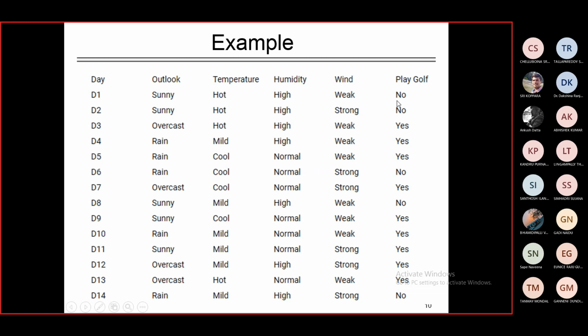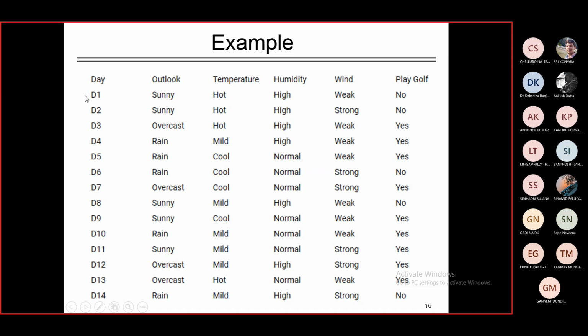So here the class levels are given for these 14 instances, and here we have 4 attributes. Outlook is one attribute, temperature is another attribute, humidity is another attribute, and wind is another attribute. That means there are 4 features, and D1 to D14 are the 14 instances. Okay. And play golf is the class. That means here we have 2 different class levels, yes and no.